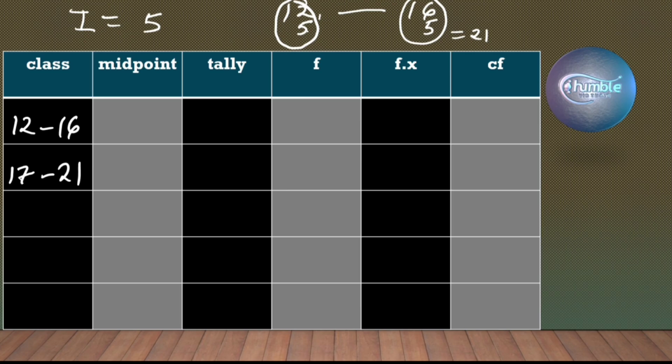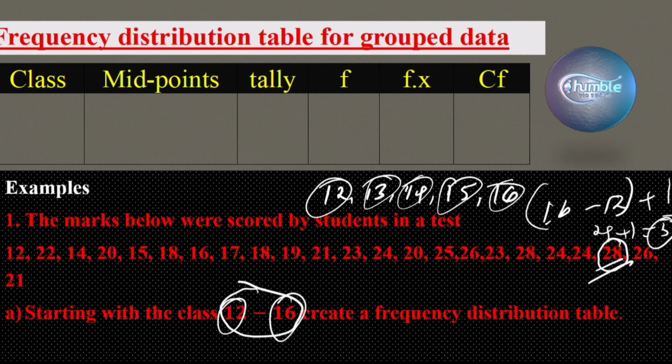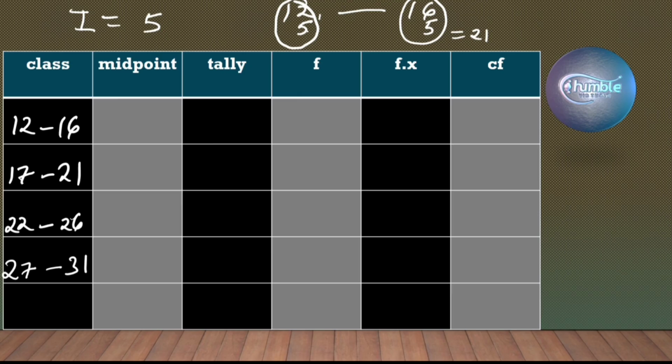In a similar way, take 17, add 5, that gives you 22. Add 5 to 21, that gives you 26. And then the next class, 22 plus 5, 27. 26 plus 5, 31. Then remember, we are supposed to accommodate up to 28. That was our high score. So 12 to 16, we are still far away from 28. 17 to 21, far away from 28. 22 to 26, already we have not captured 28. So this other class, 27 to 31, is the class that will capture the highest value, 28.